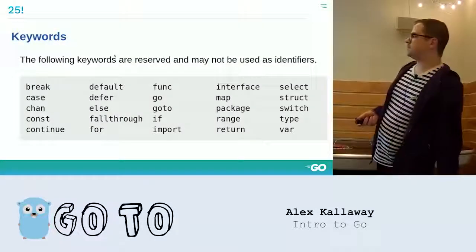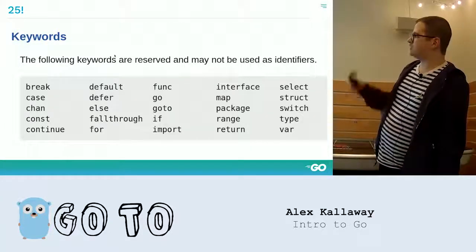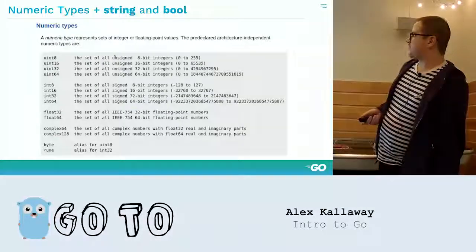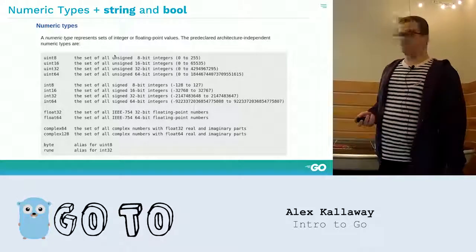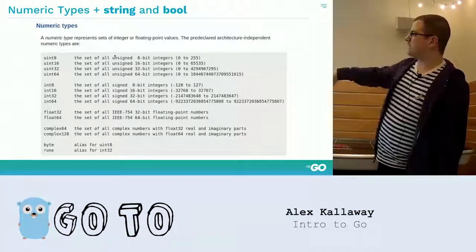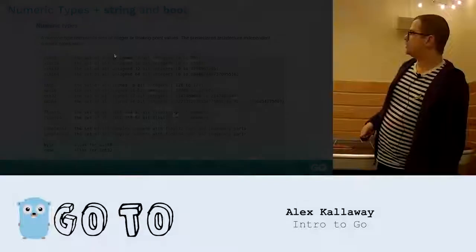So the keywords: there are only 25 keywords in Go, so it's a relatively small language, so to say. And here are some types that are available. These are just primitive types. The numeric types are in this screenshot that I took, and there's also a string and a bool available for us. So let's go into the code itself.